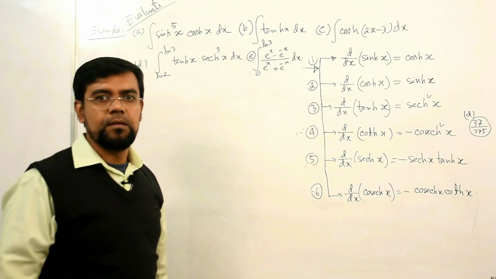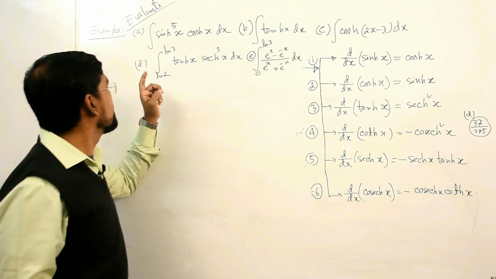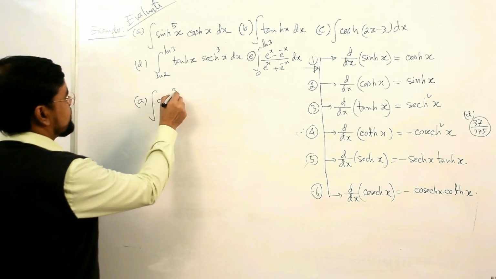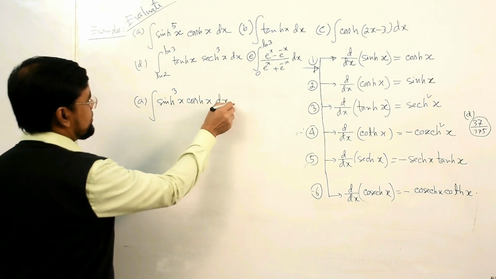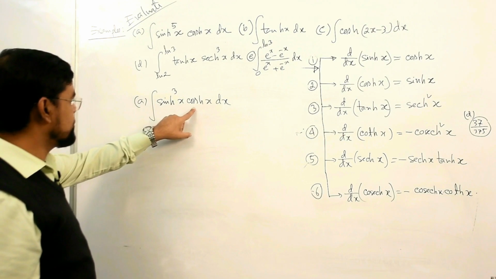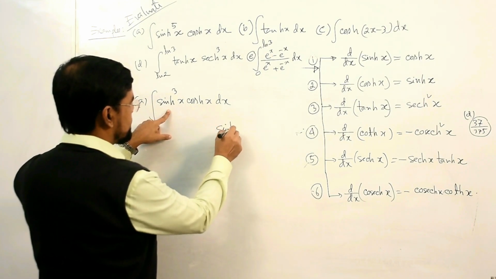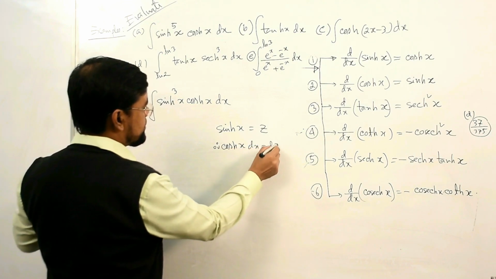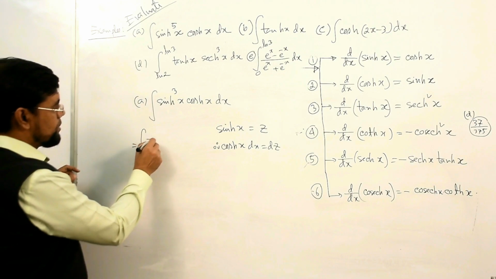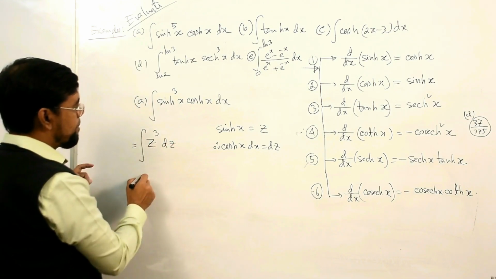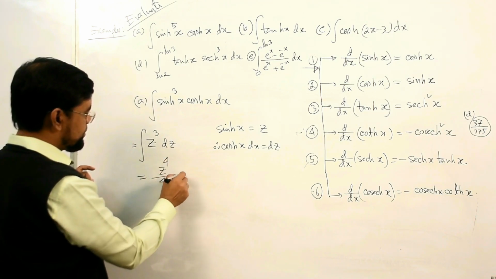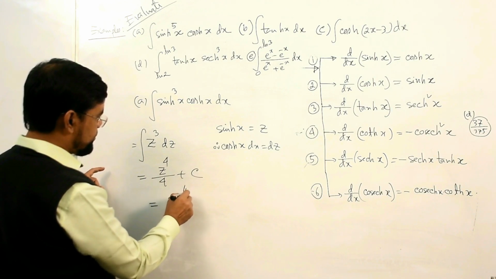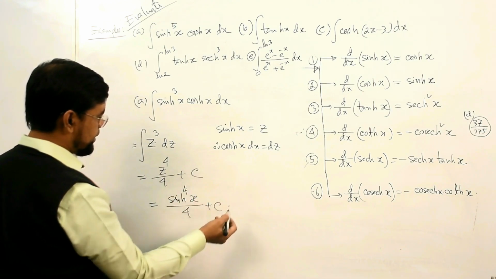This is the answer. So now let us try to integrate some hyperbolic functions. For example, in A, the integration of sine hyperbolic 3x cos hyperbolic x dx. We can integrate it by the method of substitution. Let's say sine hyperbolic x equals z, therefore cos hyperbolic x dx equals dz. So this integral becomes integral of z cubed dz, which equals z to the power 4 by 4 plus integrating constant c, and now you can substitute z here: sine hyperbolic 4x divided by 4 plus c. So this is the answer of A.